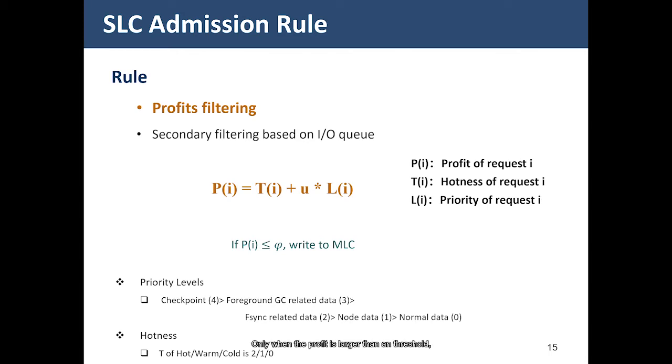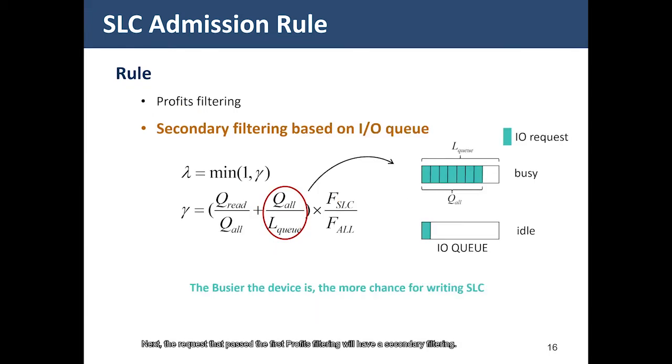Only when the profit is larger than a threshold does the request have a chance to be written into the SLC area. Next, the request that passed the first profit filtering will have a secondary filtering. The general idea is that we only want to speed up critical requests, so we classify whether a request is critical by IOQ depth first.